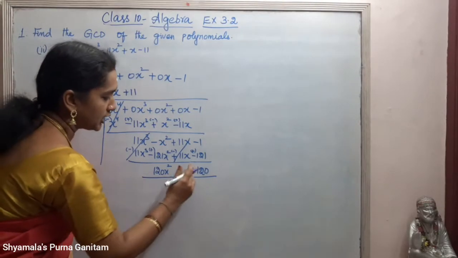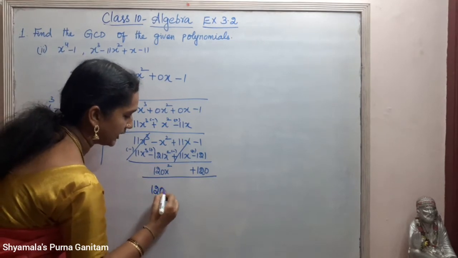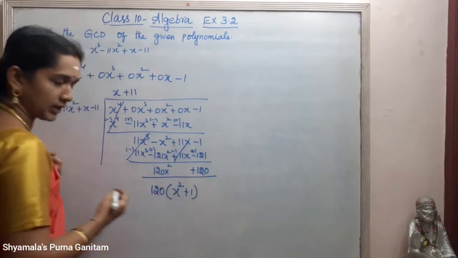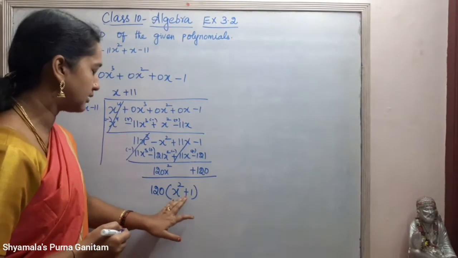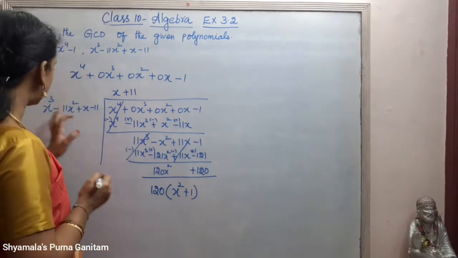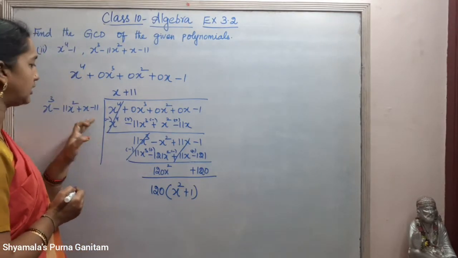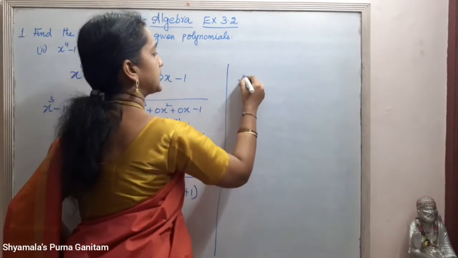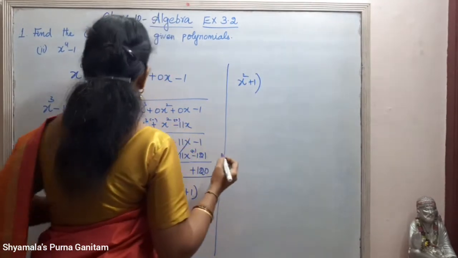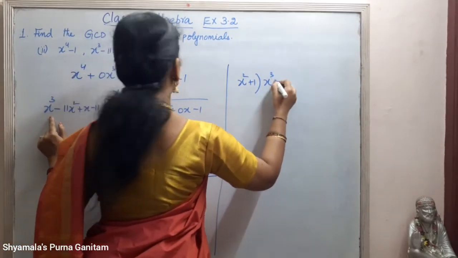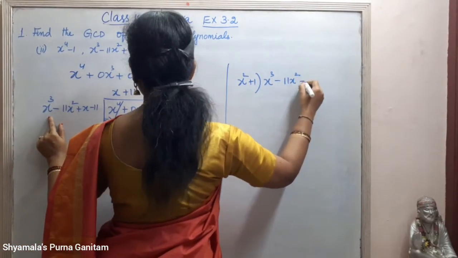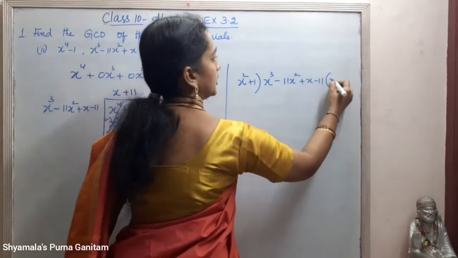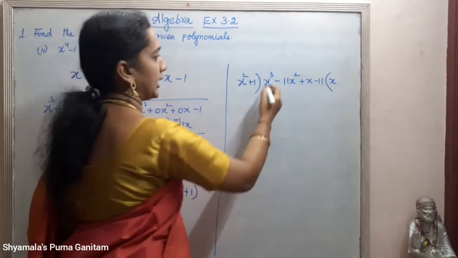Since we have 120 as common factor here, we will take that 120 common. The remaining is x squared plus 1. So this x squared plus 1, we will take this one and divide it by x cube minus 11x squared plus x minus 11. Okay, so now we will multiply it by x to get x cube here.